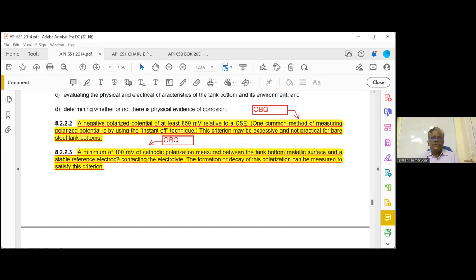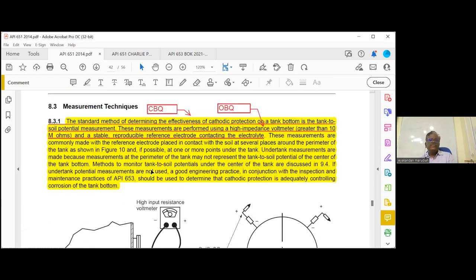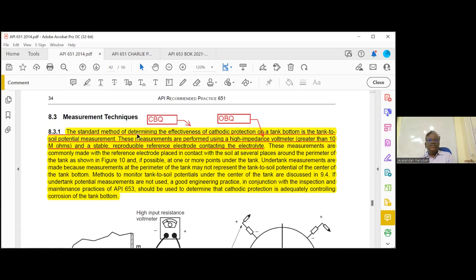So we are measuring on the tank side while we are giving the electric current from the soil. Yes, we will measure the soil-to-tank potential difference. That means it is working effectively. Okay, sir. Thank you. Measurement techniques: the standard method of determining the effectiveness of cathodic protection on a tank bottom is the tank-to-soil potential measurement. That is what I said.